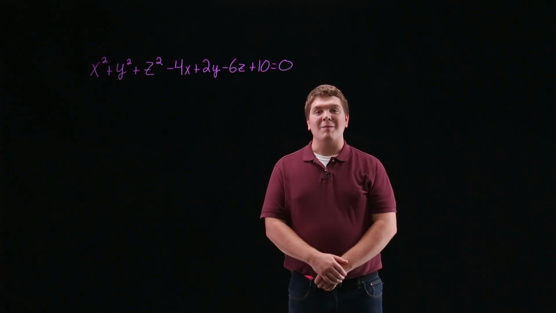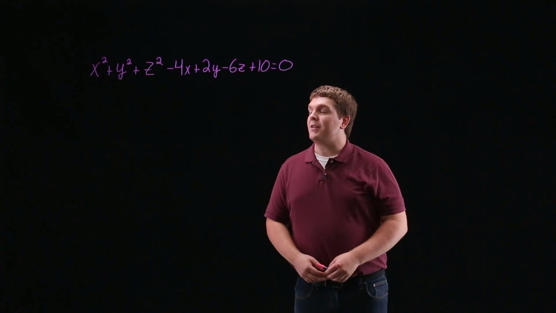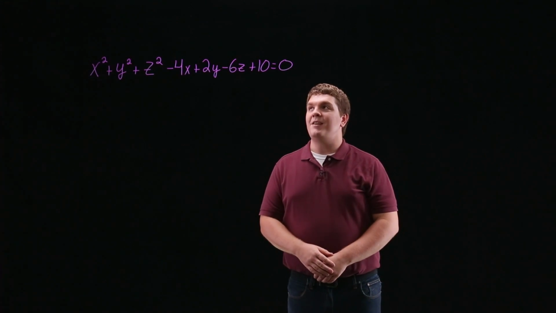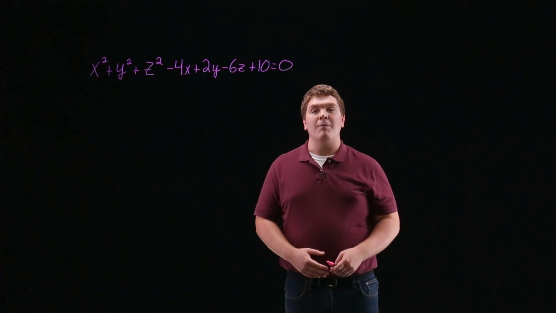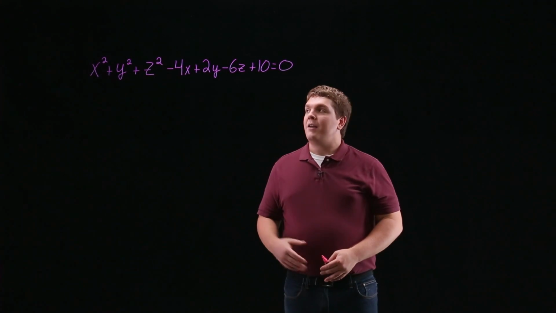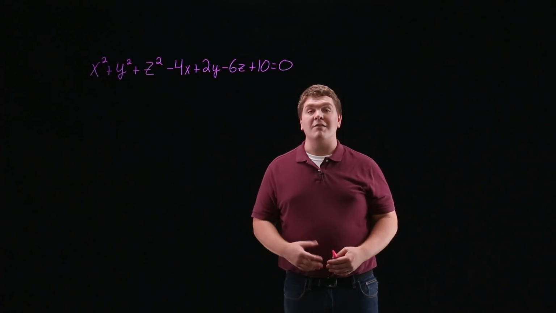Hi, my name's Gabe. For this problem, we're asked to find the center and the radius of the sphere given by x squared plus y squared plus z squared minus 4x plus 2y minus 6z plus 10 equals 0. In order to find the center and the radius, we want to rewrite this equation in the standard form of the equation of a sphere.